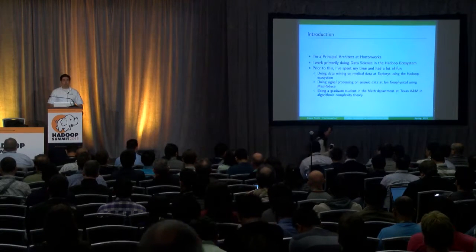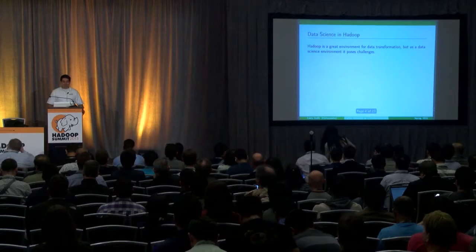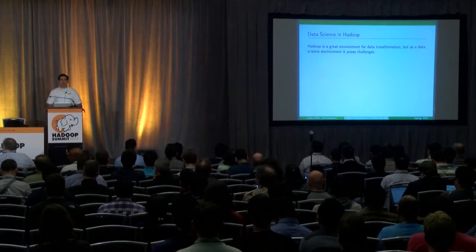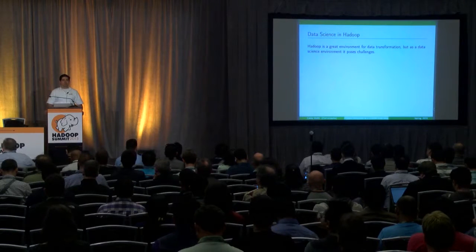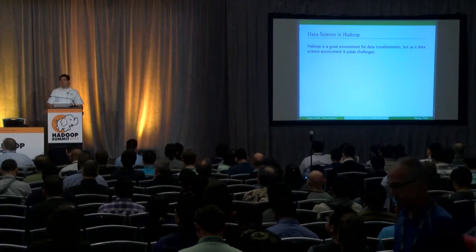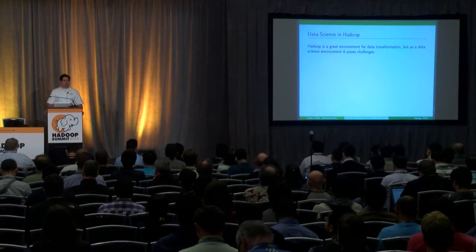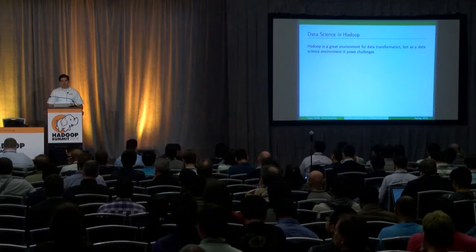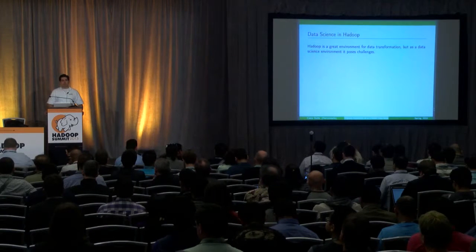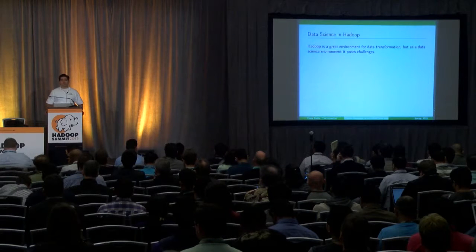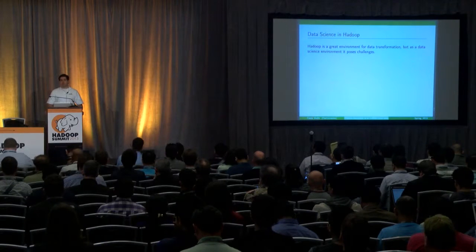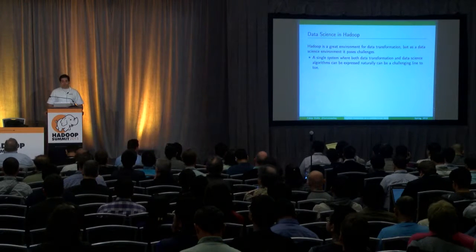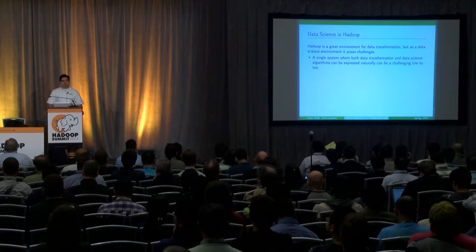All right, so data science in Hadoop. Hadoop's a great environment for data transformation. We see that all the time. You look at the Gartner report and you see them talk about use cases about EDW offload and ETL. And it does very well at that. As a data science environment, it can pose some challenges. I'm optimistic, and I think it's a fantastic data science environment, but it is a delicate line to toe. A single system where both data transformation and data science, or the algorithms themselves, can be expressed naturally can be very challenging.